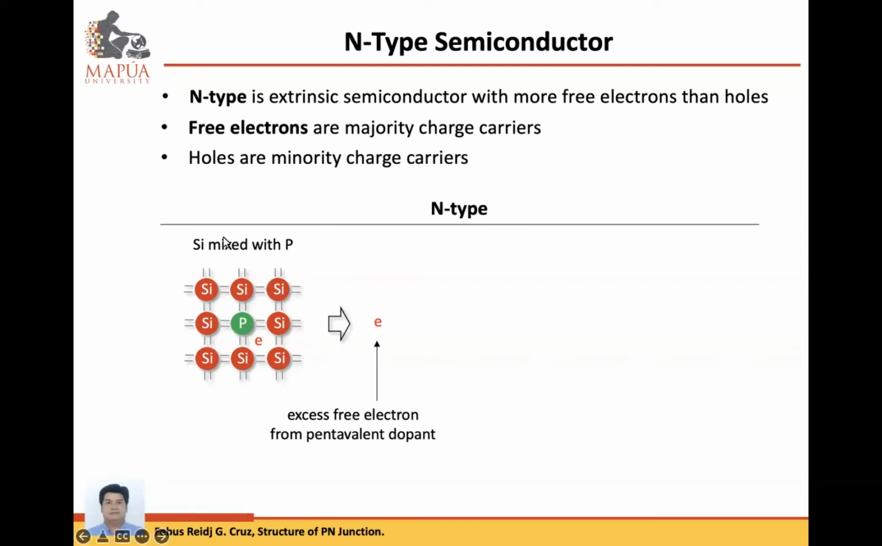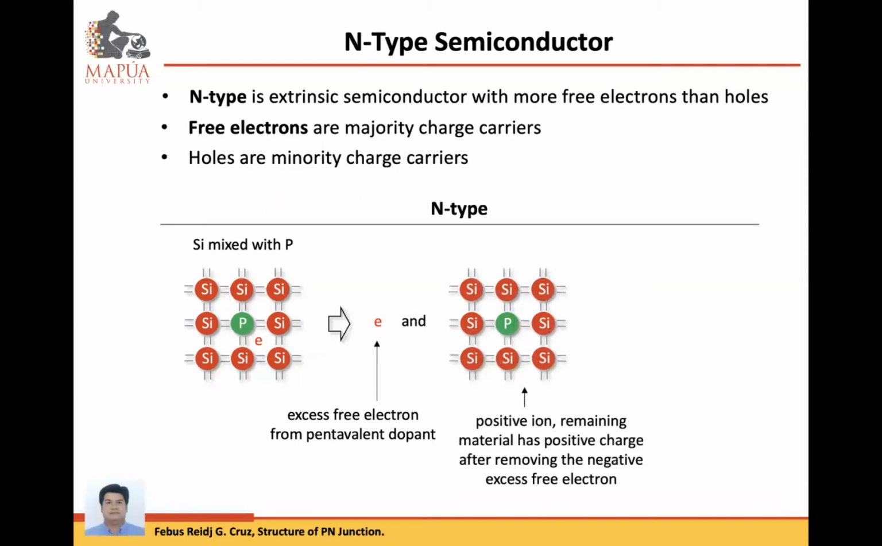Regarding this structure, the most important part is the excess free electron from the pentavalent dopant. If we remove a negative electron from the material, the remaining material will become positively charged. Tama ba? So pag inalis mo ang negative electron, the remaining material would become positively charged. So the N-type will now behave like a positive ion.